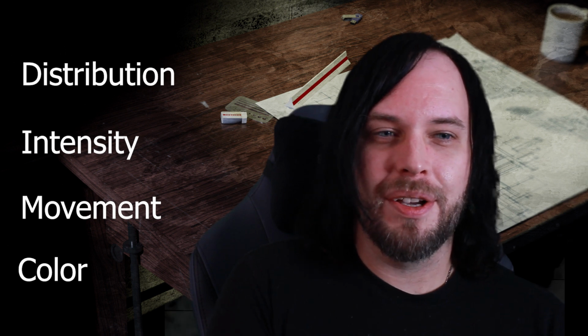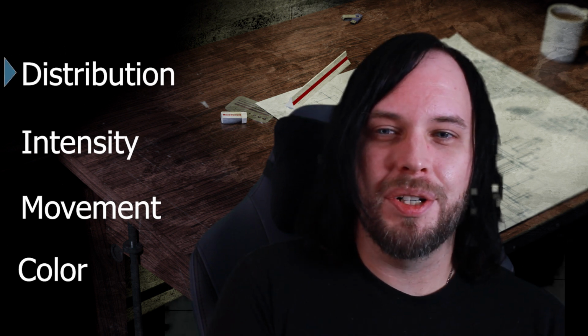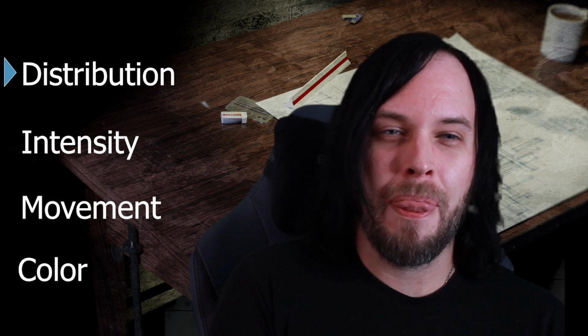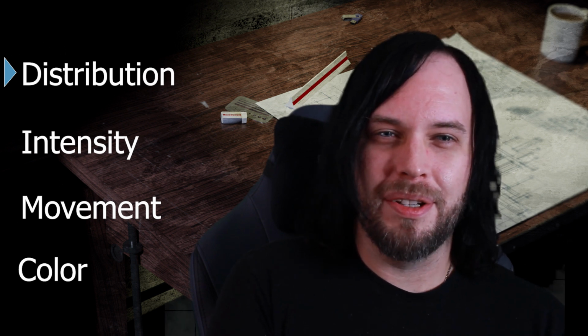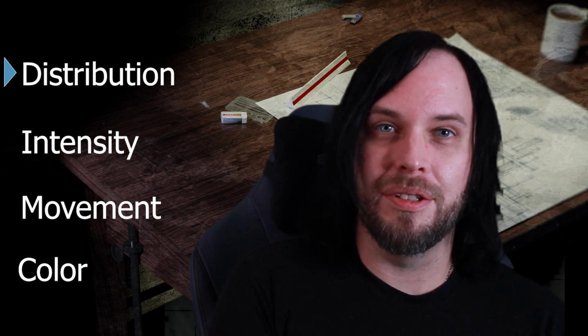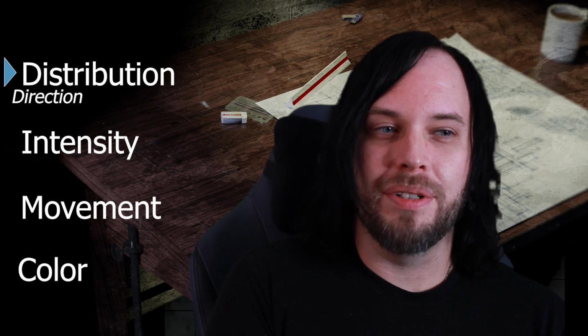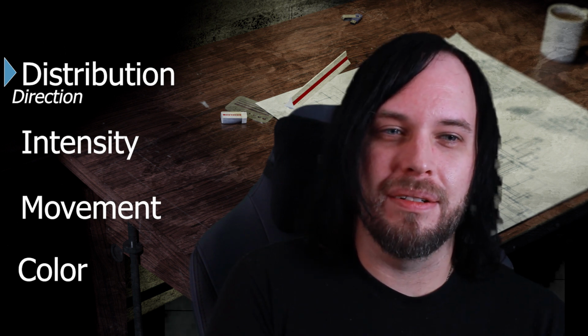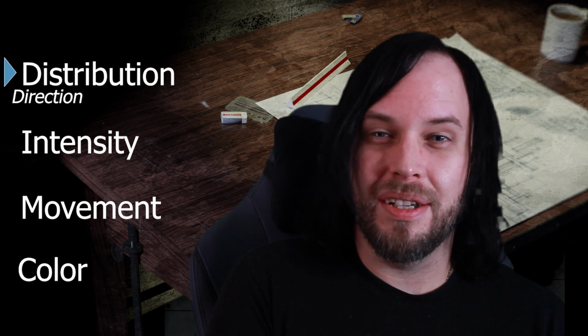So the first one we want to talk about is distribution. This is a catch-all category for where is and where isn't the light on stage. And there's a lot of ways we can talk about distribution. I'm just going to break it into 3 elements. The first one being direction. Literally, what direction is the light coming from? This can have a huge impact on what the actors or the architecture looks like.